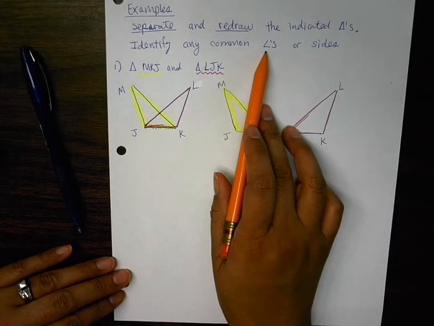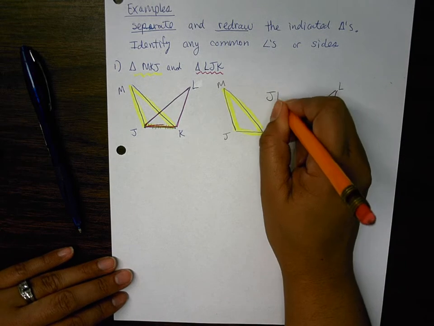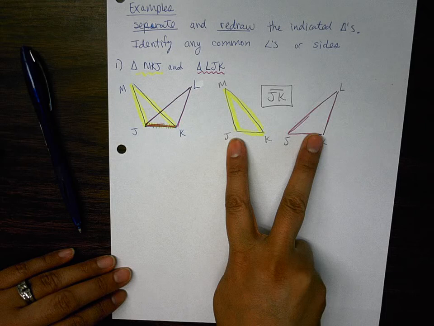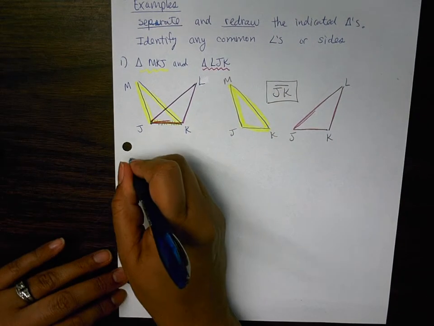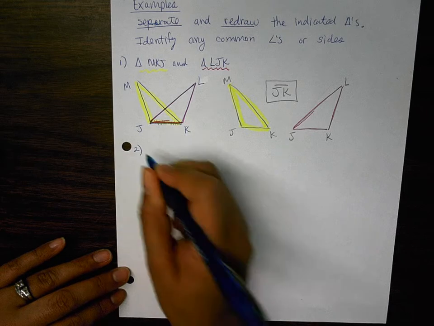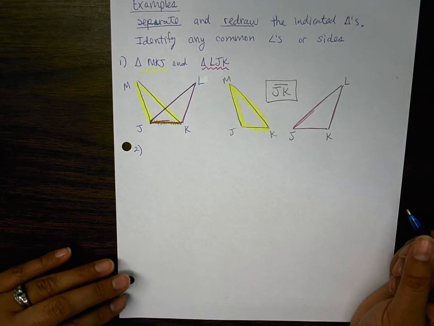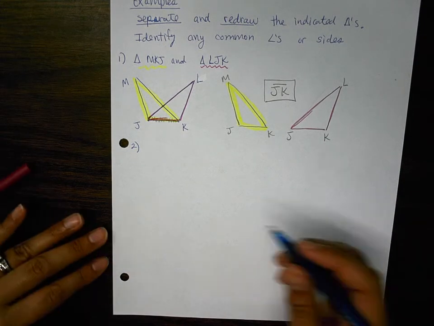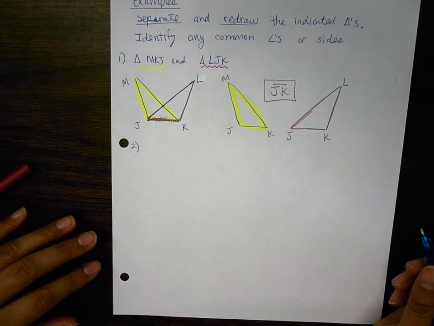So it says here, separate and redraw. We did that. The indicated triangles and identify any common angles or sides. So what is the common side? JK, line at the top, box it in. That is your answer. Okay, so you have two answers, the redraw and the overlapping side in this case. Questions on number 1? Where they overlap, whether it's an angle or a side. For these first ones, we're starting off easy. We'll get to the harder ones in just a little bit.